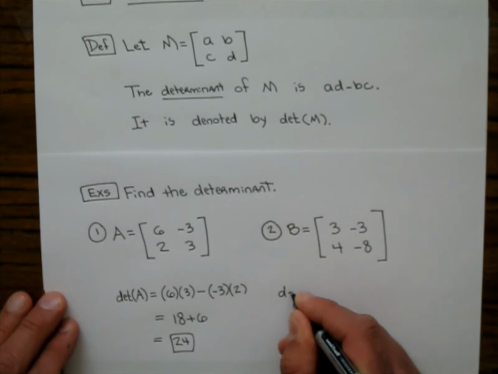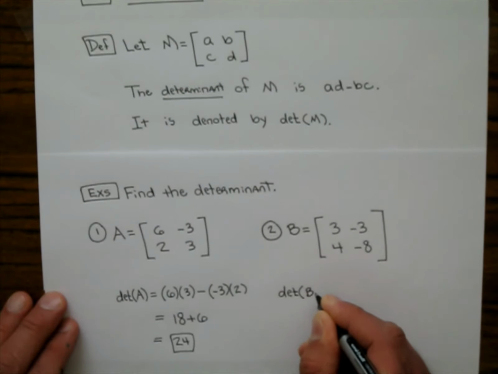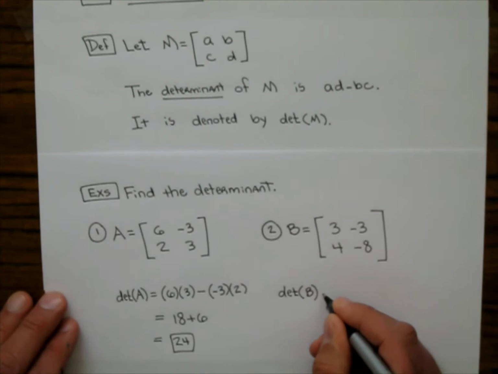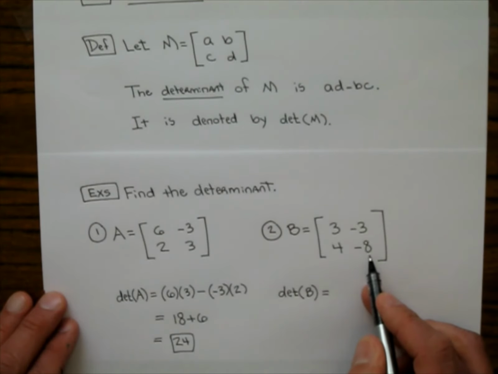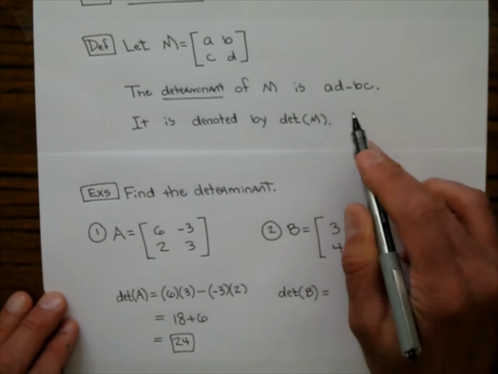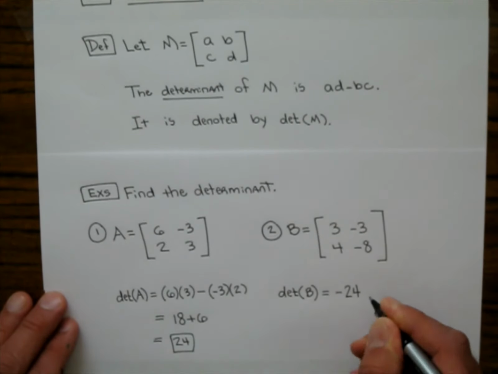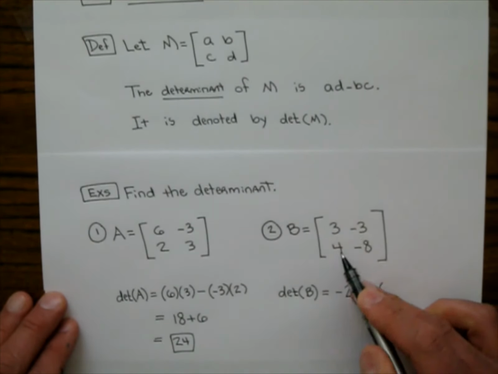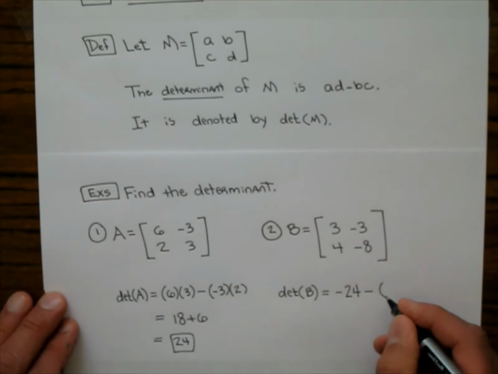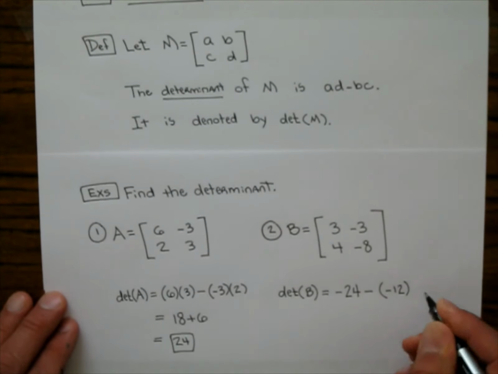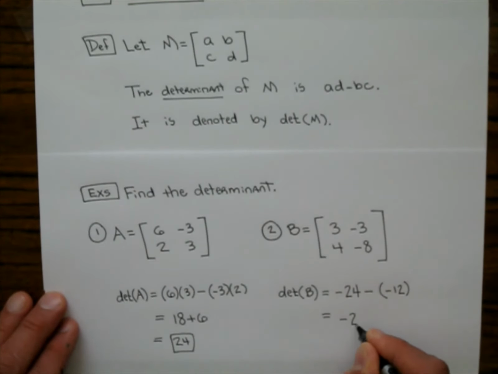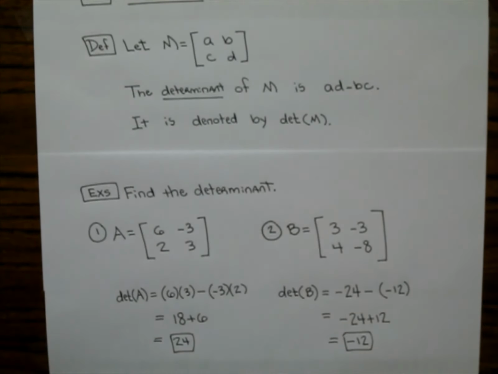The determinant, for problem 2, of B. So it's going to be AD. So I'm going to go a little faster on this. So I'm going to multiply those together. AD, so this is negative 24 minus BC. So when you multiply those, that is negative 12. And so what do we have? We have negative 24 plus 12, which gives me a negative 12. And that is how you compute the determinant of a 2 by 2 matrix.